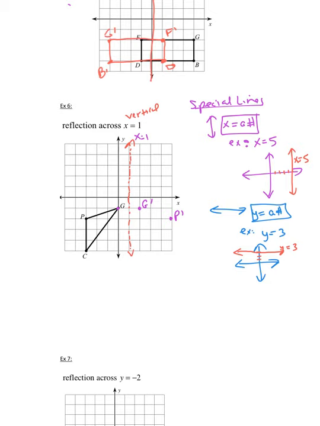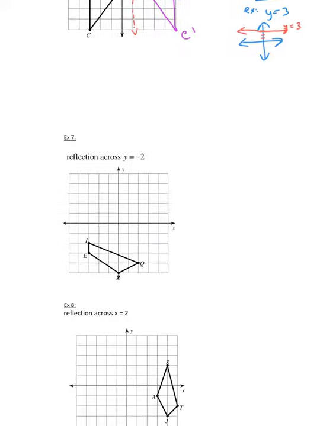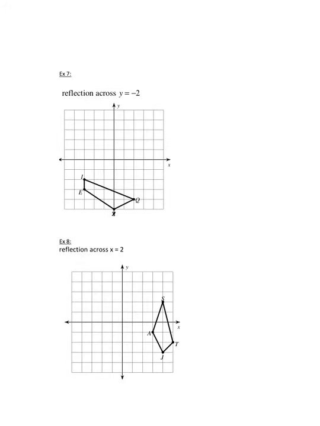So you're not counting to the x-axis or y-axis, you're counting to this line that you drew in. C is 1, 2, 3, 4 away, so 1, 2, 3, 4 away, C prime. And now I'm going to connect, and now it looks backwards. And it's all based on this line X equals 1, this vertical line. Okay, so if you look at the next one, we're reflecting across the line y equals -2.